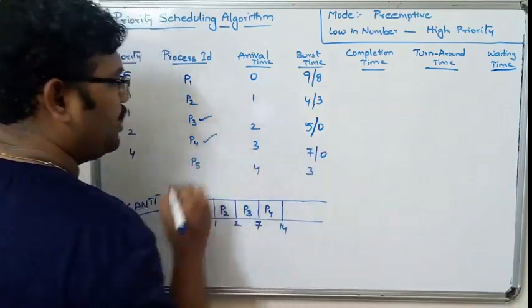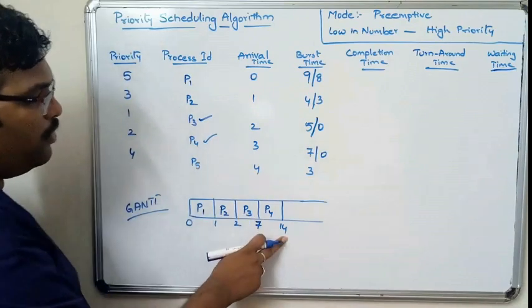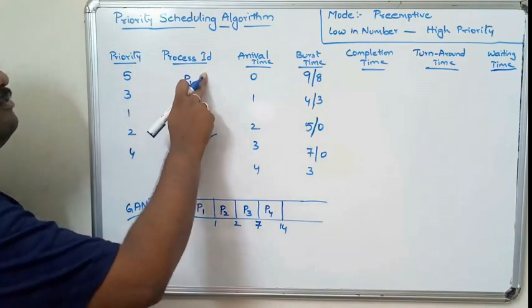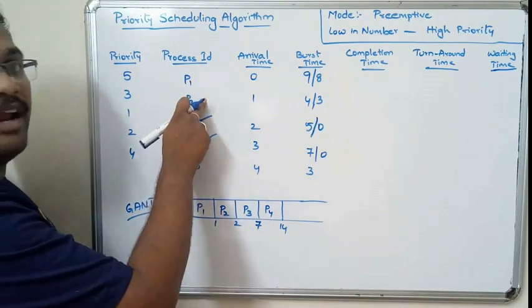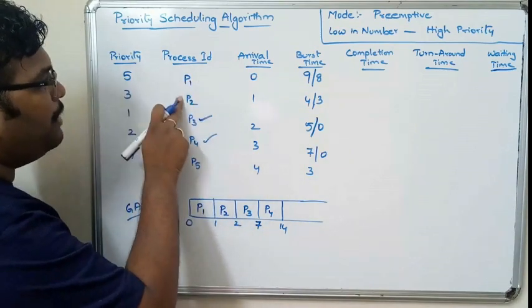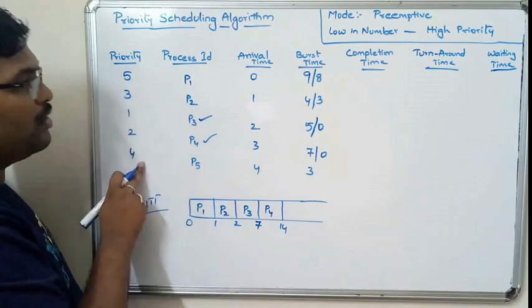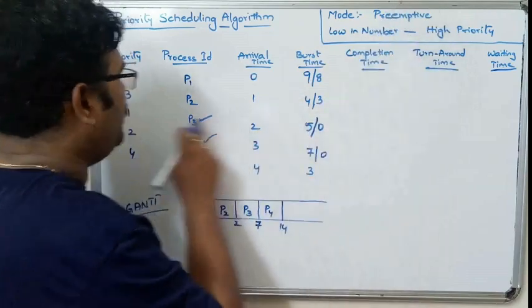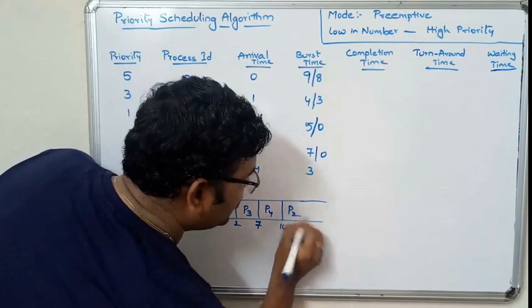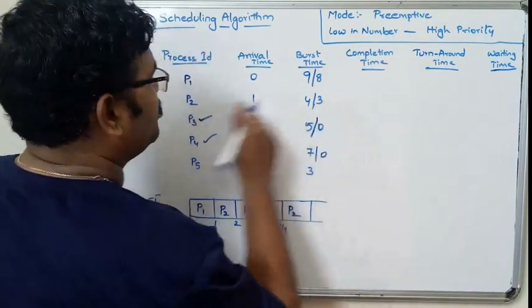Next, this becomes 0, so P4 completed. Now at time 14, P5, P2 and P1 are available. Among these 3, P2 has the highest priority because P1 has 5, P2 has 3, and P5 has 4. A lower number means higher priority, so P2 will be allocated to the CPU.